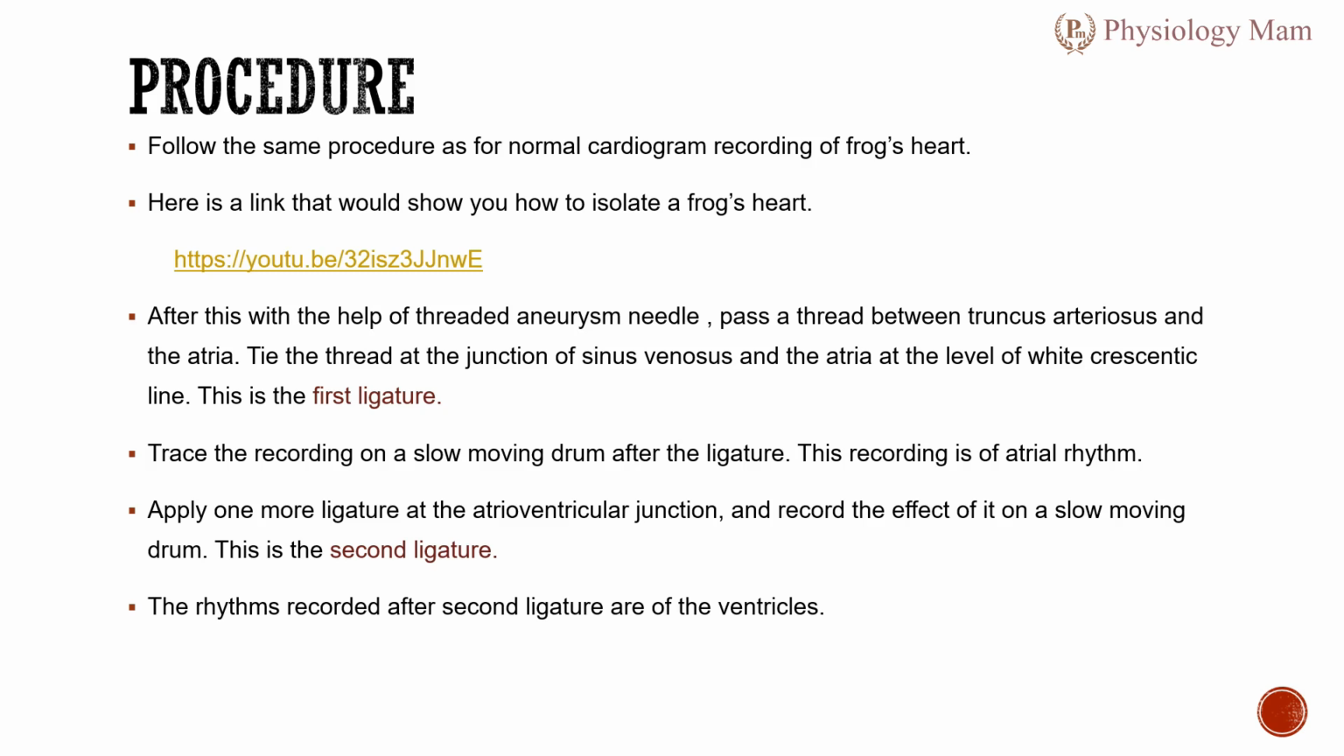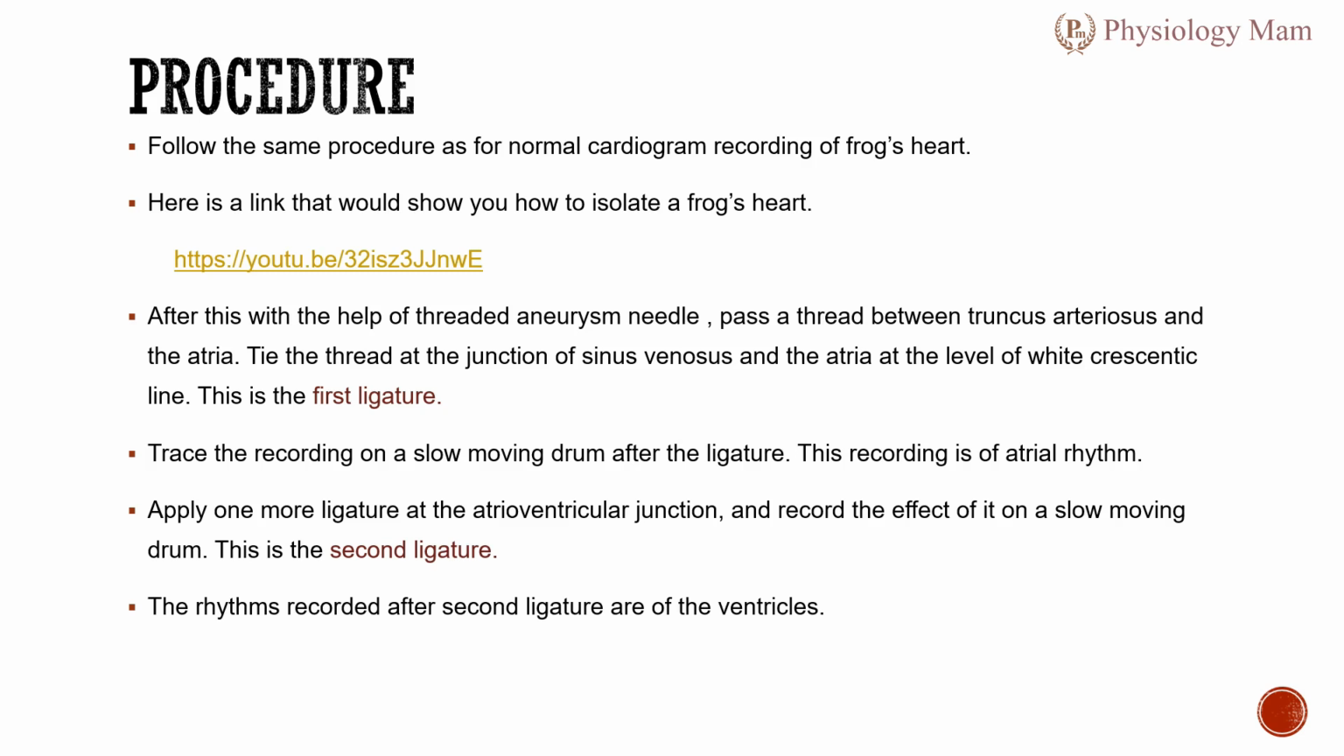First of all, after mounting the frog's heart and taking a few of the normal cardiogram recordings, we have to identify the place where we are going to first tie a thread and make the first ligature. We have to look at the junction between the sinus venosus and the atria, which can be marked by looking at the white crescentic line present at this junction. You first tie the knot around this junction, and this will be called your first ligature.